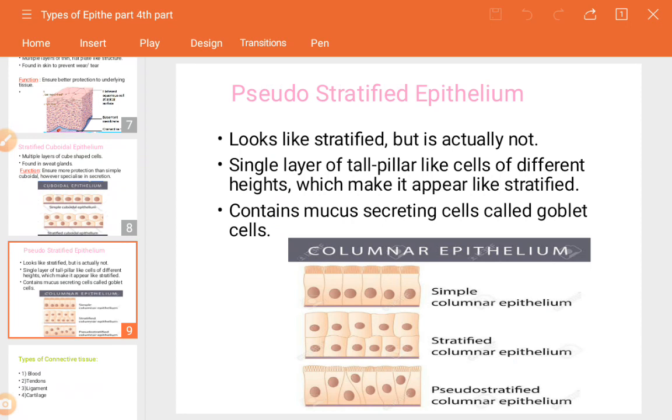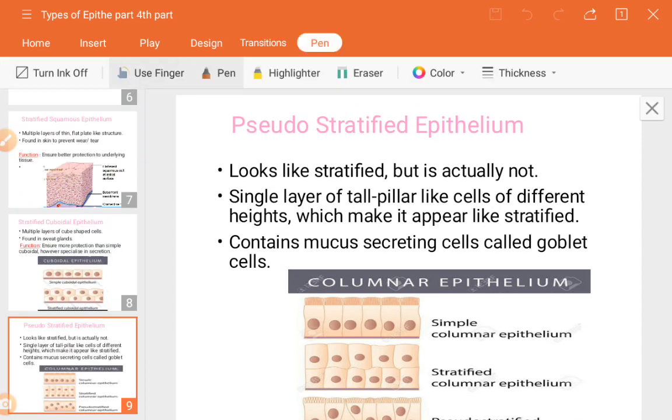Next, pseudostratified epithelium. Now what does pseudo mean, guys? Pseudo means it actually looks like that, it just looks like that, but in original it's not like that. If you see the third image, there is the pseudostratified, and you can see there, this one, it is actually appearing like a columnar.